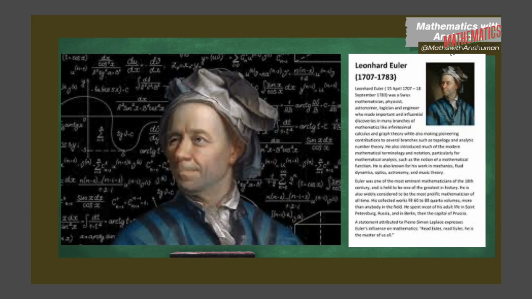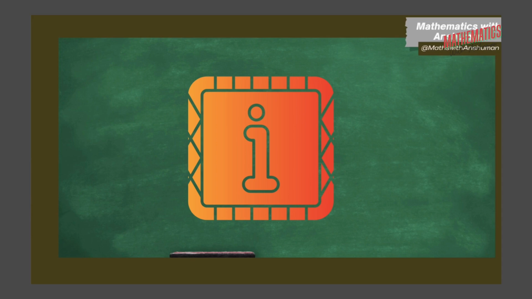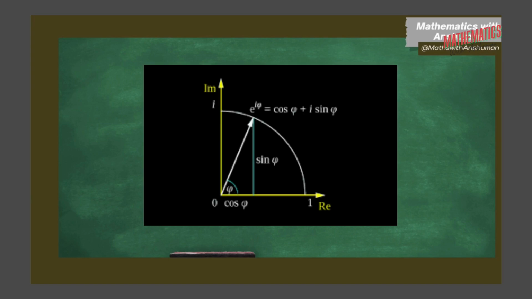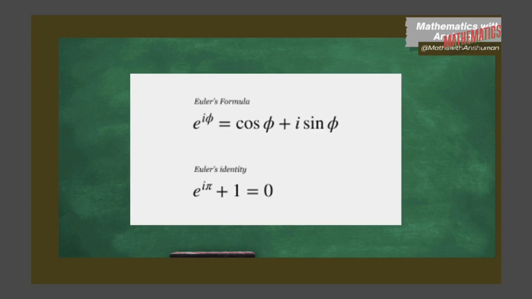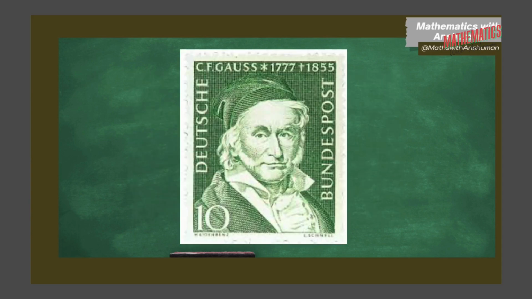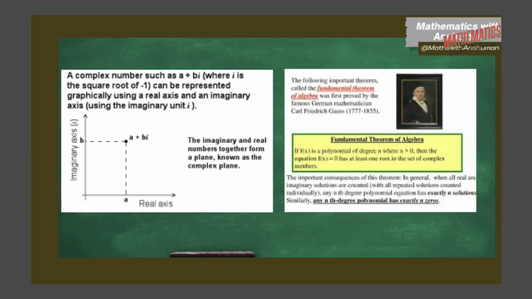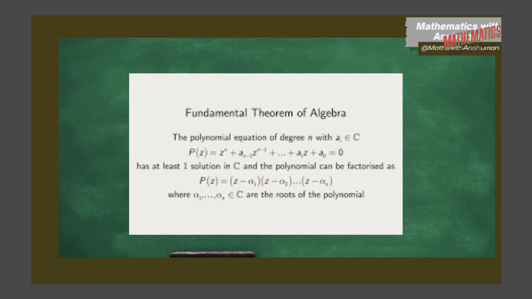In the 18th century, Leonhard Euler made a major contribution by introducing the symbol i for the square root of -1, which is called iota, and linking complex numbers to trigonometry and exponential functions through the famous Euler's formula. In the 19th century, Carl Friedrich Gauss gave complex numbers their modern geometric interpretation as points on a plane and proved they were essential in solving all polynomial equations, the fundamental theorem of algebra.